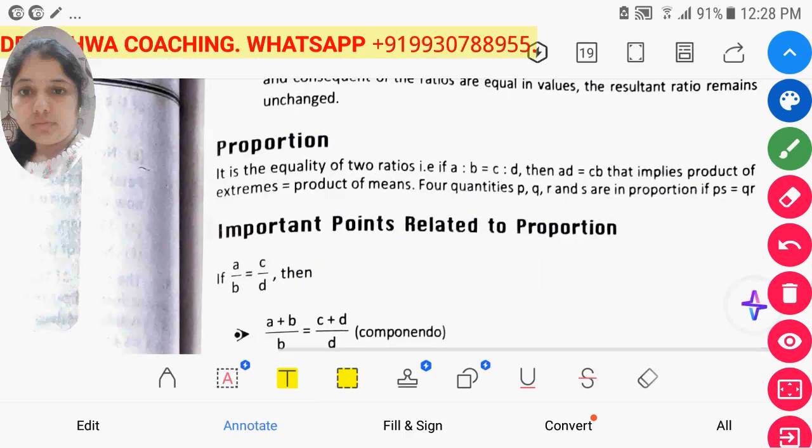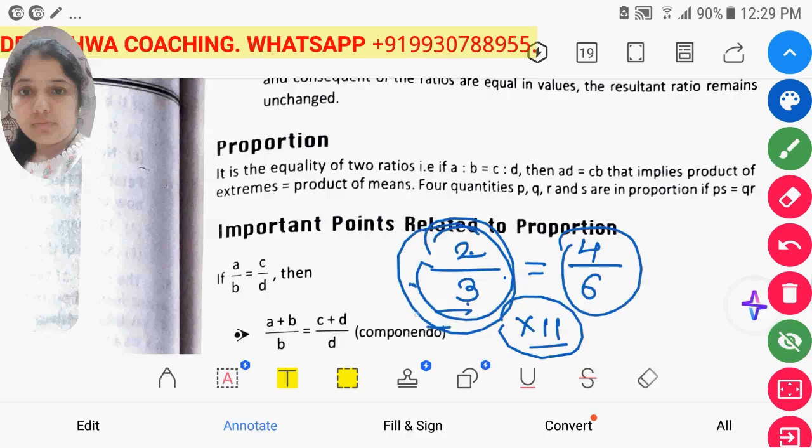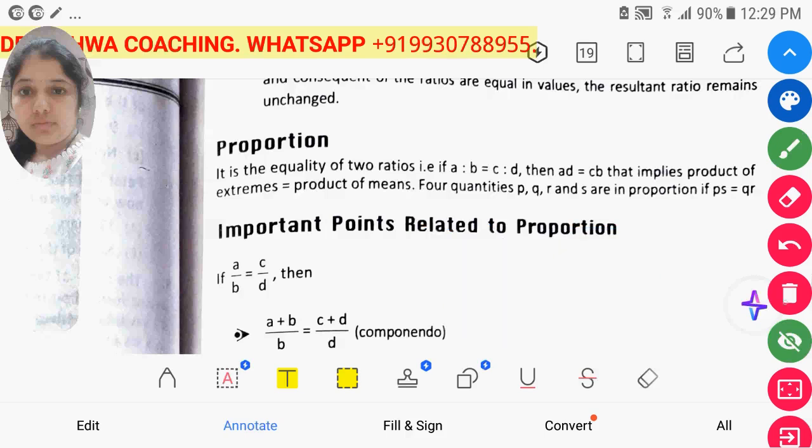That means, if 2 upon 3 is one ratio, it is equal to 4/6. Both ratios have the same value as 2:3. If I multiply the antecedent and consequent by the number 11, the value 2/3 also remains unchanged. But we have to multiply at both places, in both the antecedent and the consequent.